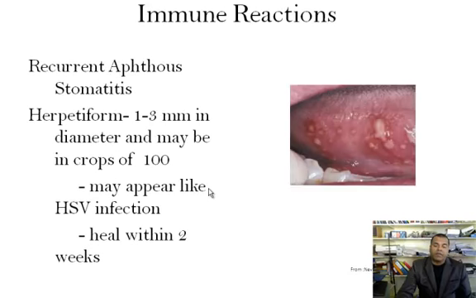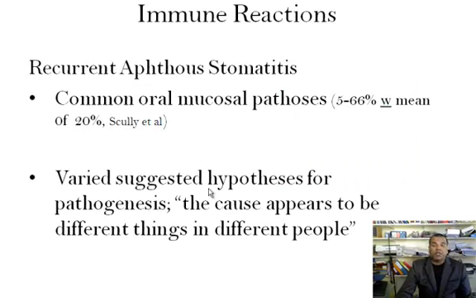And then the third variety is the herpetiform, which is usually 1 to 3 millimeters, but can coalesce to form larger ulcers, and they generally tend to heal within 2 to 3 weeks. So it's a common mucosal pathosis.